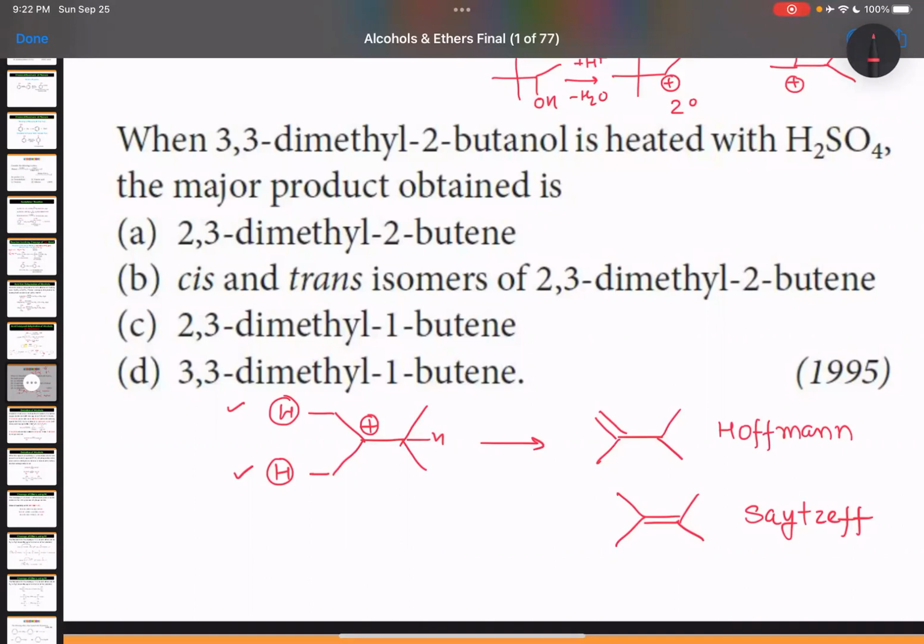So what makes us decide whether it is Zaitsev or not? More substituted alkene. Most substituted, most branched. Yes. So you need to highlight the carbon atom, Hanifa and Samira, and check how many alkyl groups are there. 1, 2, 3, and 4. Four alkyl groups are there, right? So it is tetra substituted.